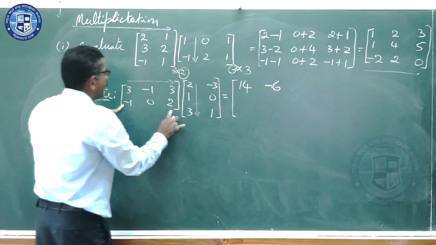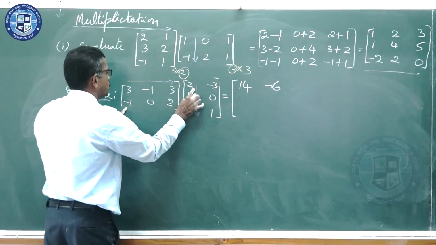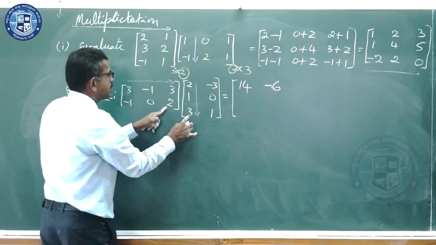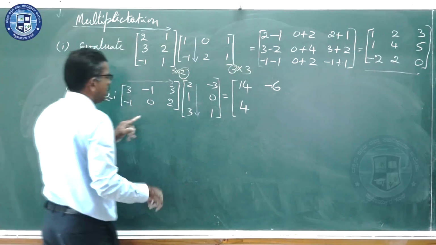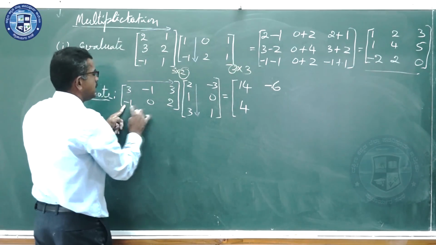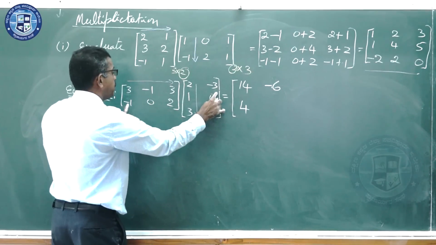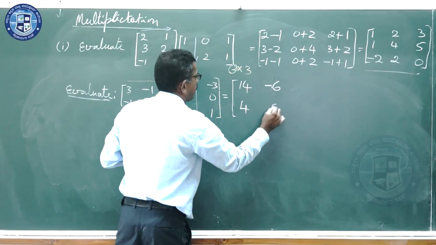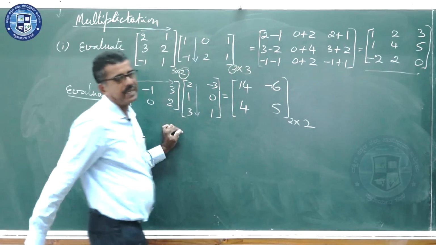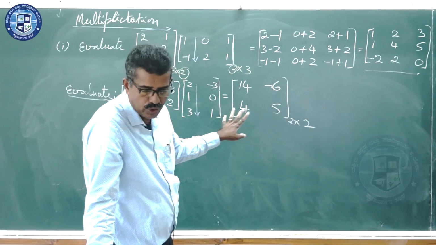Next we have second row with the first column, it is minus 2 plus 0 plus 6. It is minus 2 plus 6, it is 4. Next we have second row with the second column. It is plus 3, plus 0, plus 2. 3 plus 2, it is 5. That will be the resultant matrix. What is the order of the resultant matrix? It is 2 cross 2.